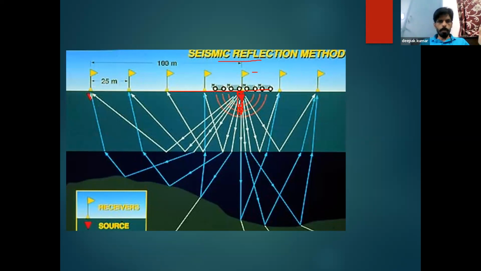So what happens? The waves travel directly to the geophone, and then some goes and gets refracted. And then there will be reflections also. There will be multiple reflections and refractions, and there will be a direct arrival also.